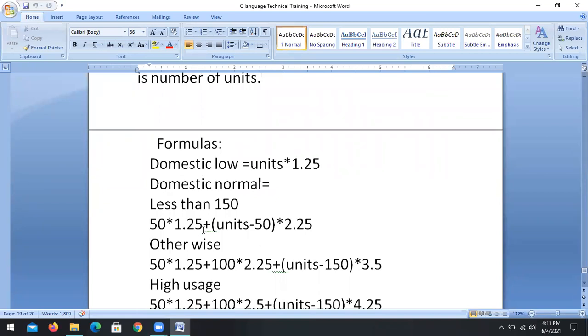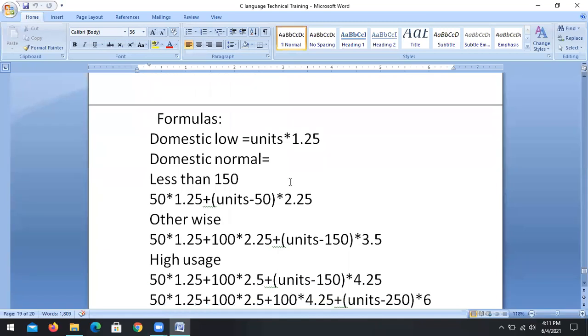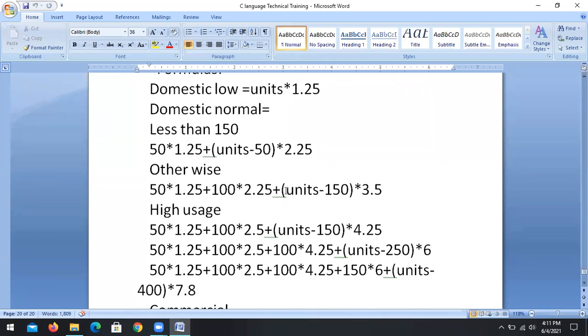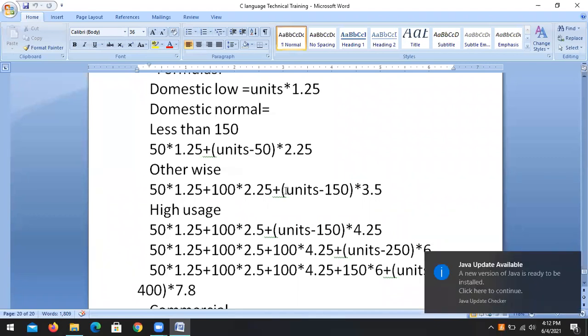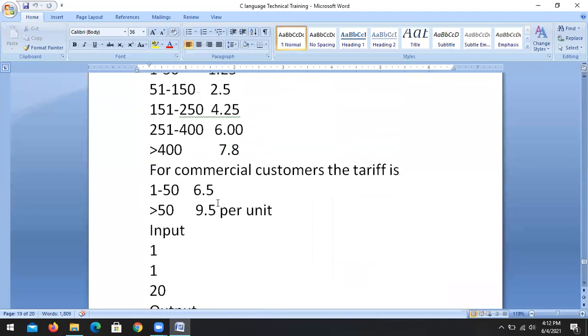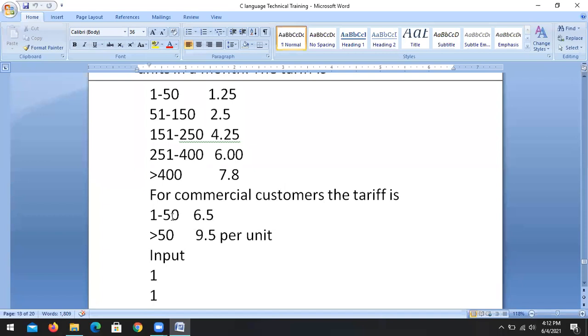For this problem statement, first of all you have to develop the formulas. These are the formulas we are using. For the first 50 units, 1.25. If it is the second category, the first 50 units are the same, then less than 150 units, and otherwise you consume like this: first 50 units 2.25, otherwise 3.25. In the case of high usage, first 50 units 1.25, next 100 units 2.5, and the remaining units 4.25. I will write the formulas and then go for a program.